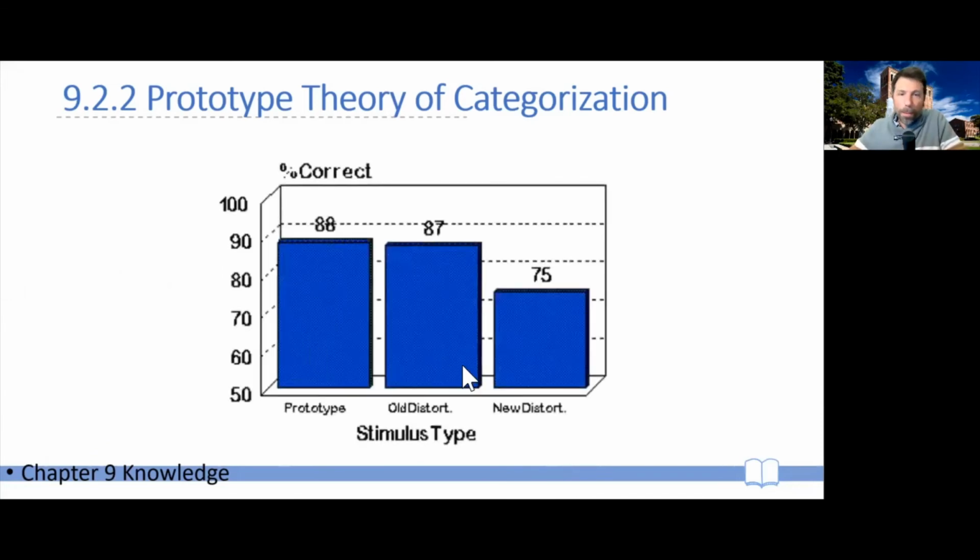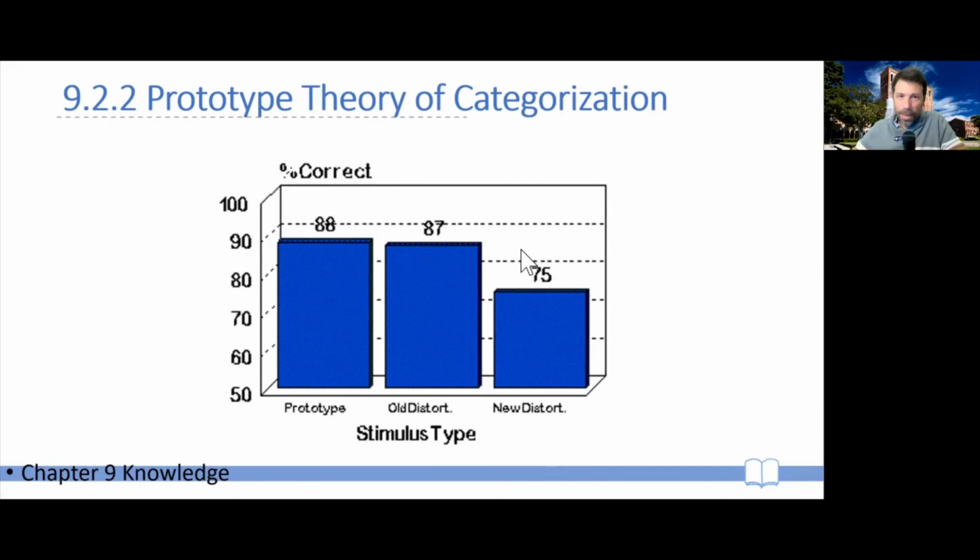Now, it turns out, when people see the old distortions, those are the distortions that you've studied, people do pretty well. 87% of the time, they can categorize them correctly. If you show them the new distortions, those that I didn't train you on, people are not as good, 75%. If you show them the even more distorted ones, people are also a little bit worse.